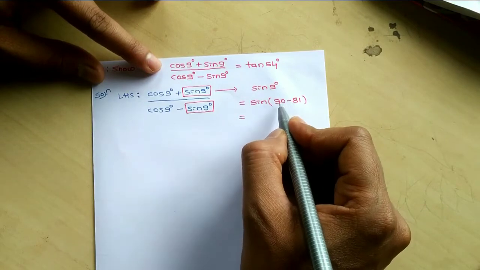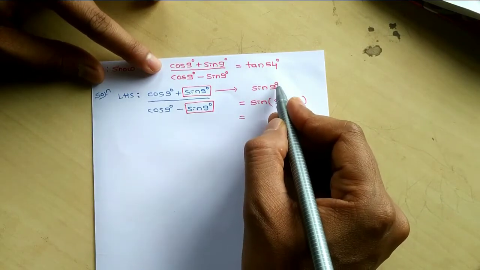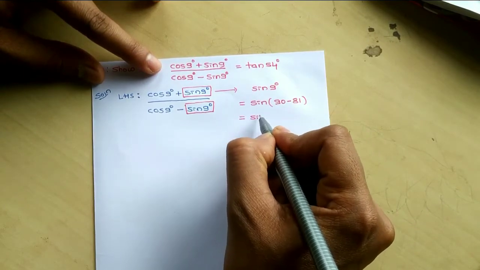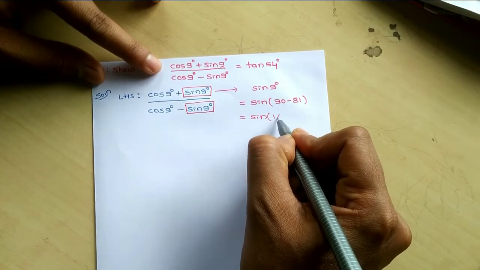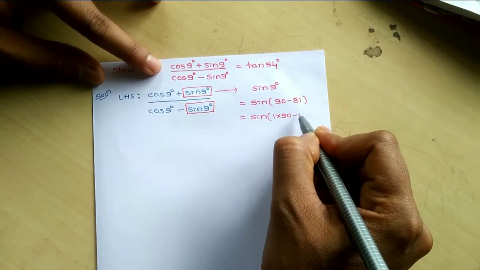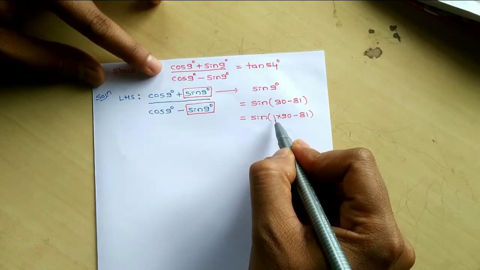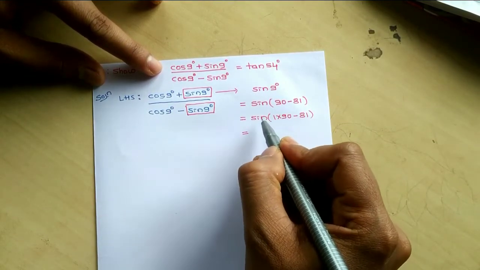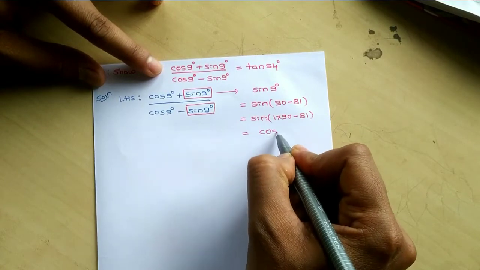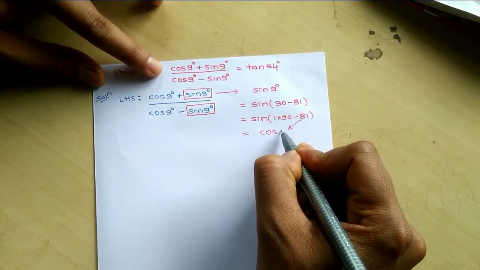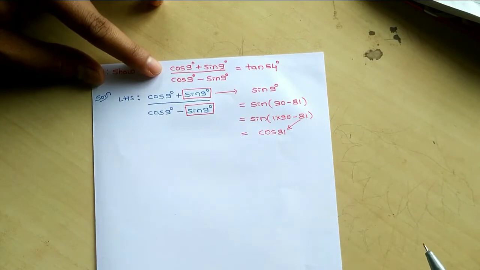Correct? So you know 90 minus 81 is nothing but 9 degree. So next, sin, this 90 can be written as what? 1 into 90 minus of what here? 81. So next, 1 is the odd number. So if it is odd number, sin changes to what here? Cos. At the end, how much degree is there? 81 degree. Keep it as it is.